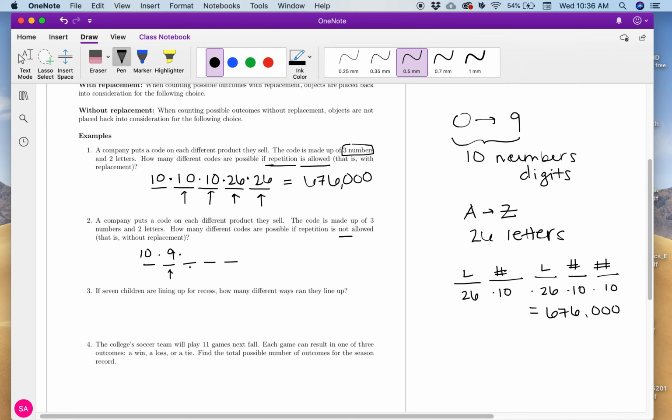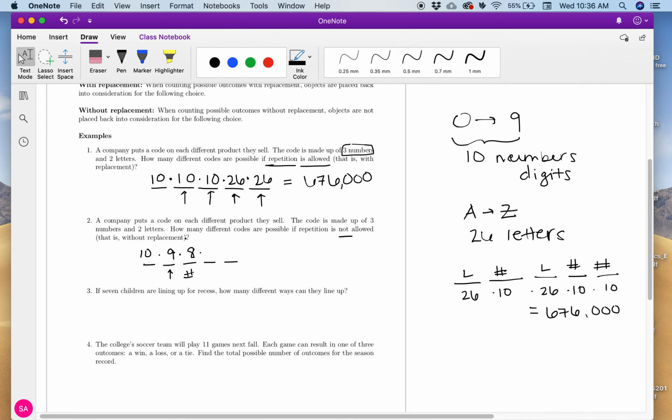Same idea for the next. If this next one is also a number, well, we already picked 2 numbers, so we can't pick those again. There's only 8 choices left. All right, so basically we're just decreasing by 1, because as we use a number, we can't reuse that number. So we're left with 1 less option. Same for this third number. Okay, and then the letters.